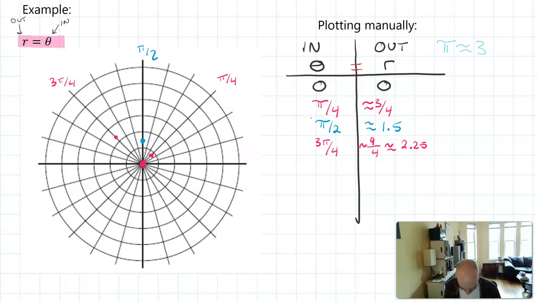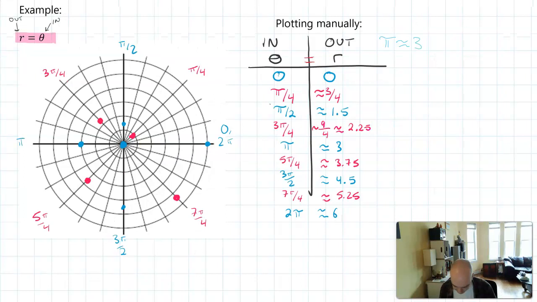As the angle goes around, the radius grows. I'm going to pause the video and fill in the table just to not be boring, and then we'll come back in a second. All right, I finished the table, and I plotted all the points and their matching angles all around. The last thing to do is connect them.